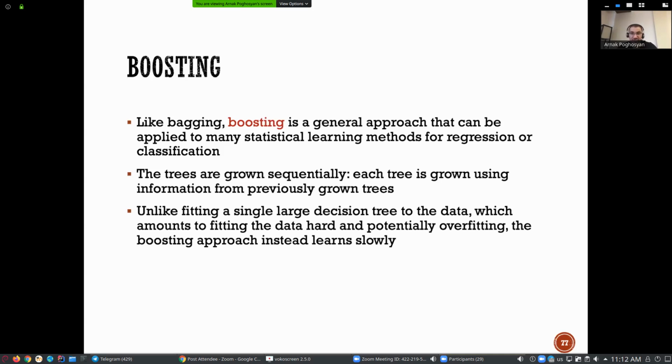Each tree is grown using information from previously grown trees. So we are growing a tree, using this tree for predicting something, then the result we are using for growing the next tree. So these trees depend on each other. The second tree is based on the result that the first tree is giving. The third tree is using the result that the first two trees are giving. So each next tree is using the information from already existing trees. In bagging, this is not the same. In bagging, we have totally independent trees, and we need them to be independent. Otherwise, aggregation will not decrease the final variance.